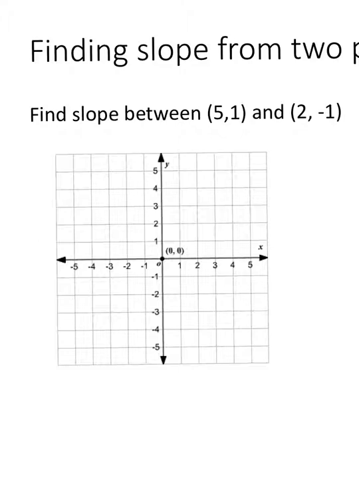5, 1 means go out 5, up 1. Here it is. And the 2, -1 is out 2 and down 1. So I'm going to go ahead and connect my points. And then it's pretty easy to draw a slope triangle. Right there. Okay, this one goes up 2 for every 3. Rise over run. So this one has a slope of 2/3.